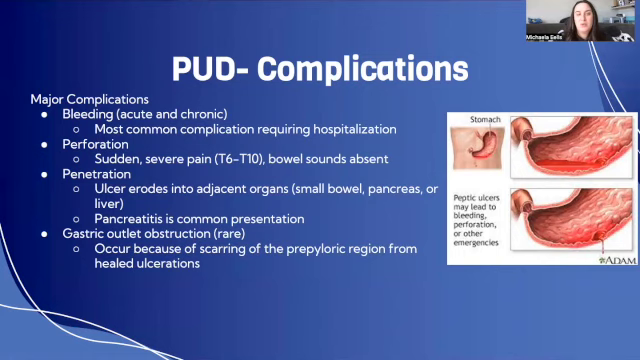And then this one's rare, but gastric outlet obstruction can occur because of scarring in the prepyloric region from healed ulceration. So they had ulcers in the past, and then they healed, and then something happens, and then there's more scarring that comes up. In the picture, again, it just shows what those could be. It shows the two major ones, bleeding and perforation.